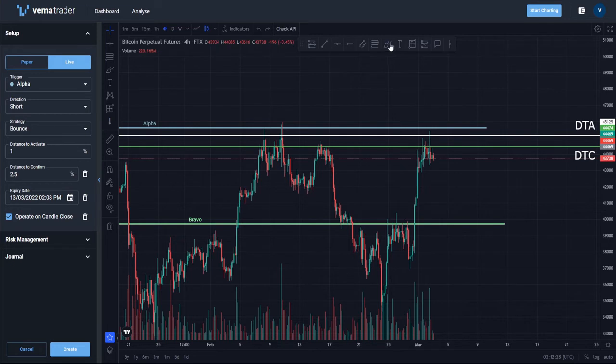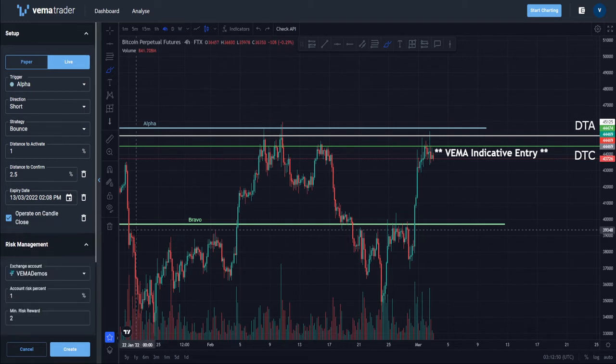But the fact of the matter is, price has to close below this distance to confirm after coming up to hit this distance to activate. So it's really confirming price came up, rejected, closed down here. That is what has to happen on this trade, and we'd also have CC below the distance to confirm. That's what has to happen for this trade to enter in its current state. So that is a setup I quite like. Then we would get into risk management.